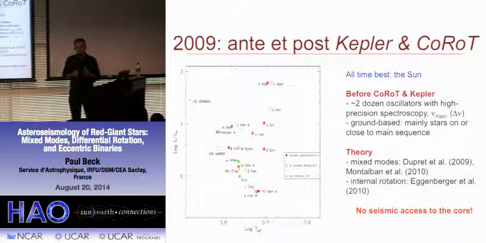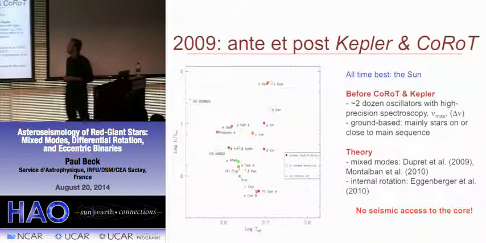There are only a few which are close to or in the red clump. But what we actually knew from them is that they oscillate, and it was hard to get even more than the power excess. If you were lucky, you could get the large separation. But there was not a lot of groundbreaking science to be done with that information, except showing that they oscillate.